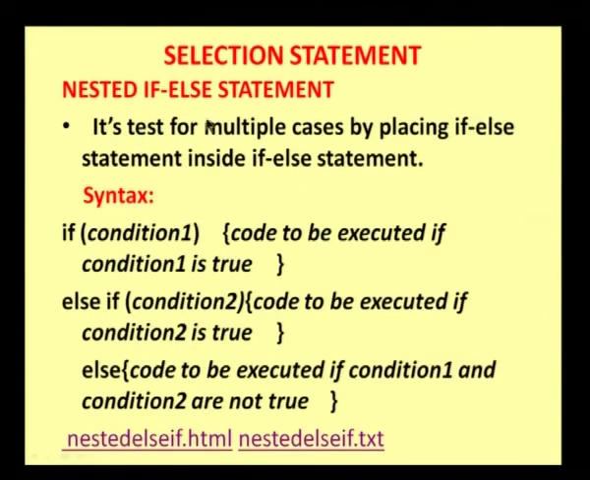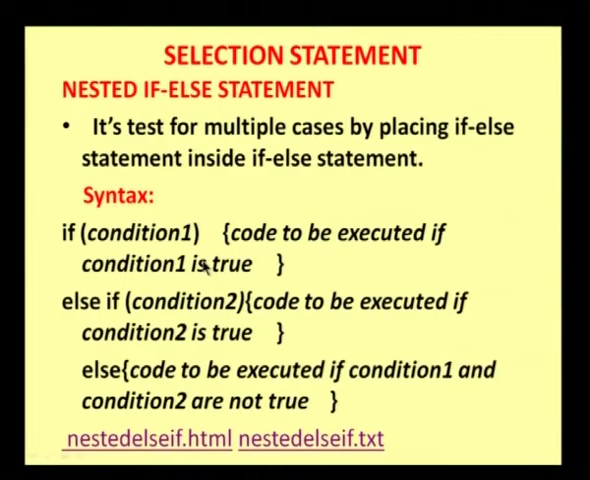And the next selection statement is nested if else, that is, embedding one if else within another if else is called nested if else. So we are going to check multiple conditions here. If condition 1 is true, then this if part statement will be executed. Otherwise it will go for condition 2. If condition 2 is true, the set of statements behind this else if will be executed. If both the conditions fail, then the else part will be executed. So this is embedding one if else within another if else.